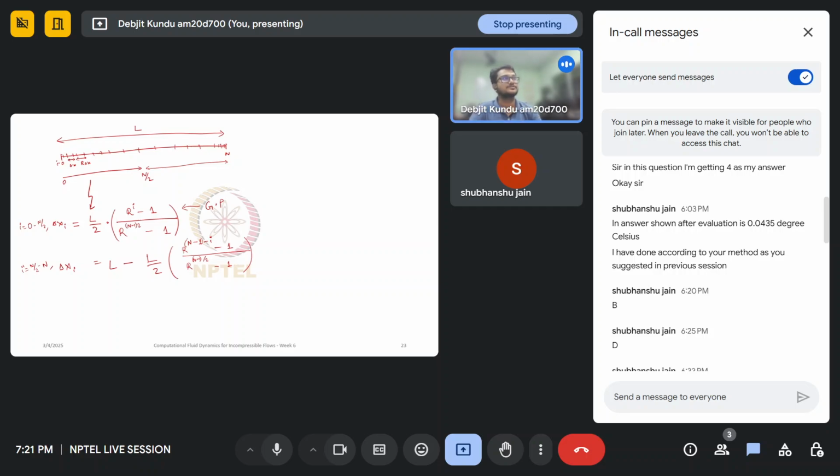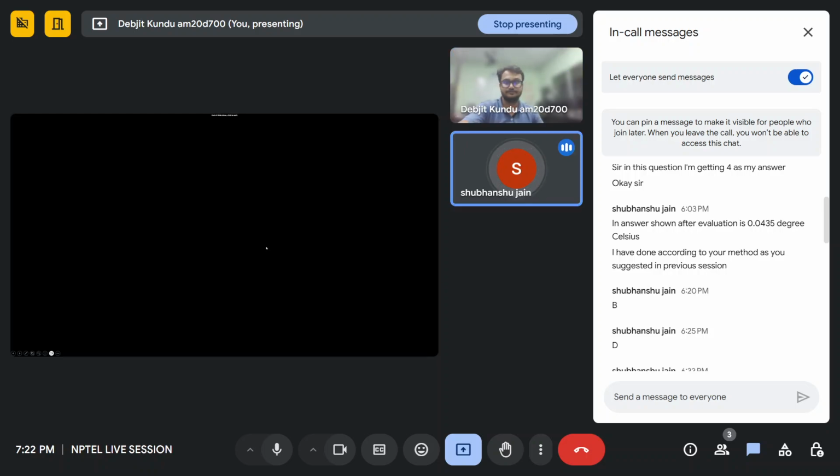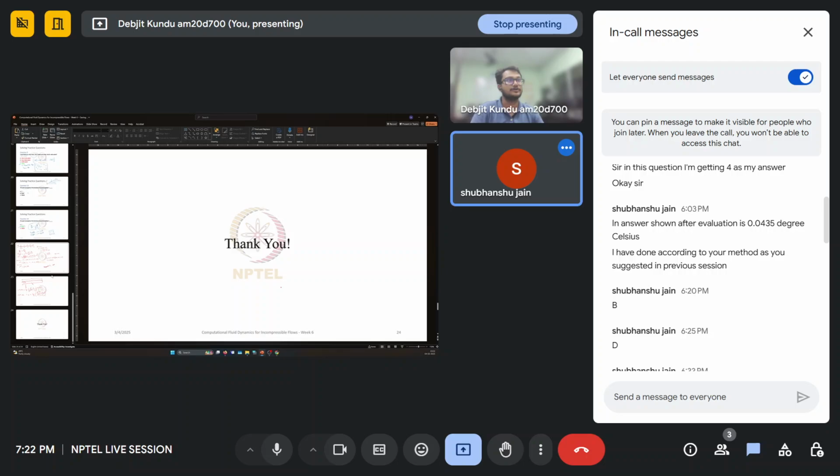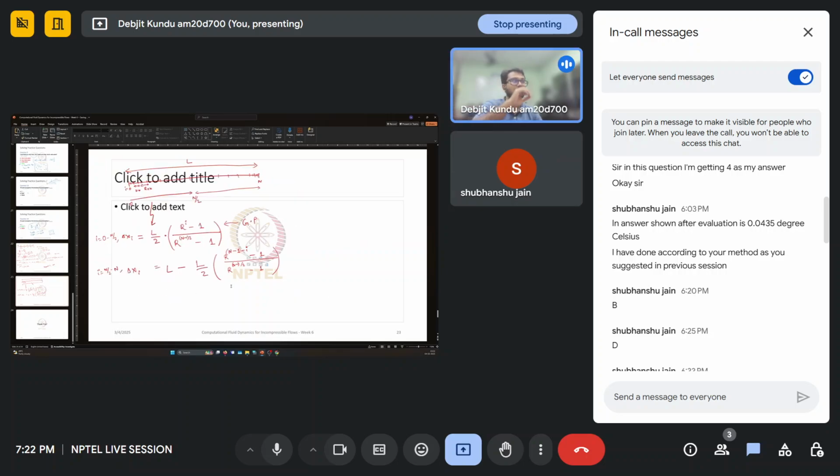So if you use this, then you get a non-uniform grid like this. In fact, I had written a MATLAB code. Let me see if I can pull that out. Why have you subtracted L minus the previous term? So it has to be decreasing on that side. The GP is decreasing, yes.